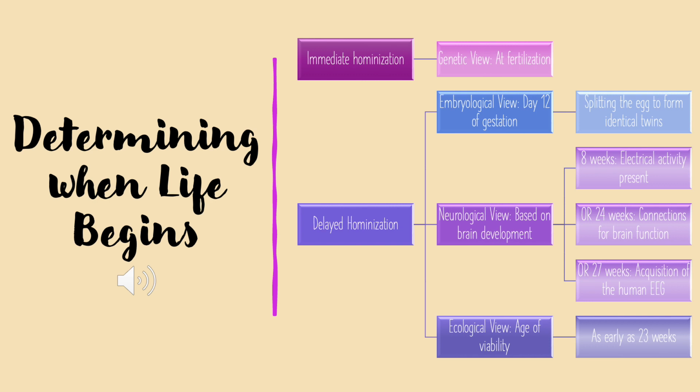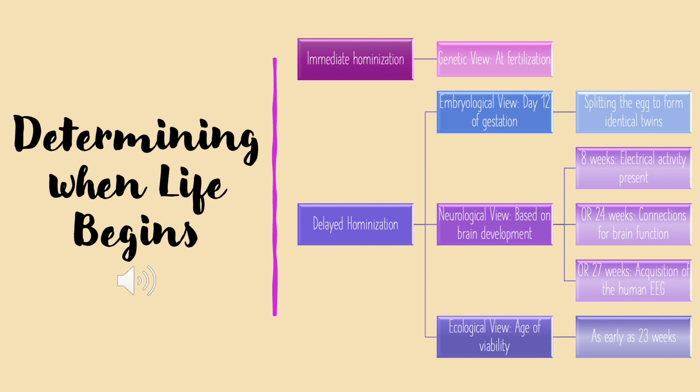And the reason some people say this is because up until day 12, the egg can split and you can have identical twins. So people say that while that egg still has the ability to split into identical twins, you can't say that life begins because you don't know: is this going to be one life or multiple lives? The neurological view is based on brain development. So this really looks at how fully developed the brain is. Are we going to look at when we first see electrical activity? Are we going to look at the age of viability? Or are we going to look at when the brain is further developed?